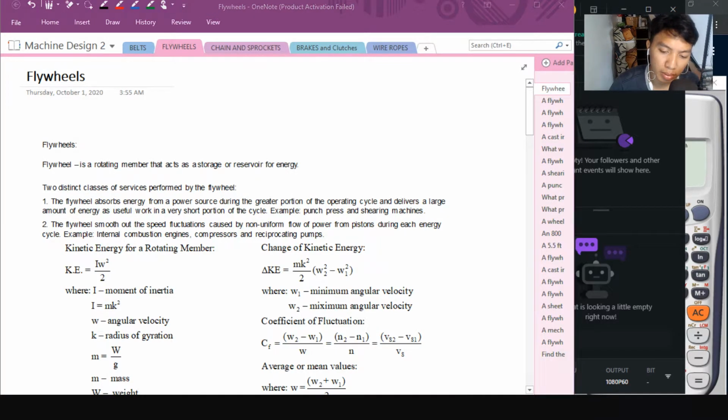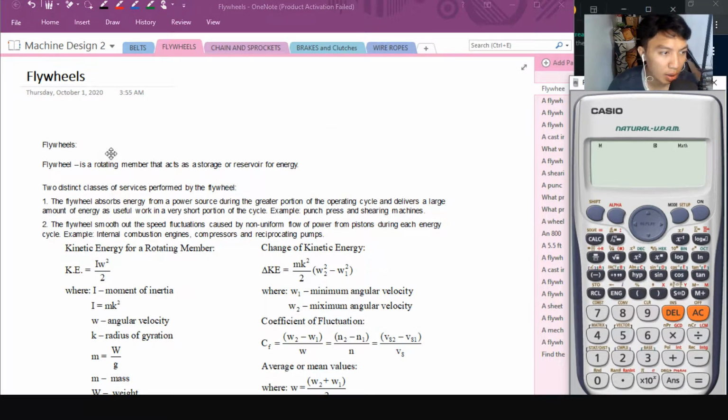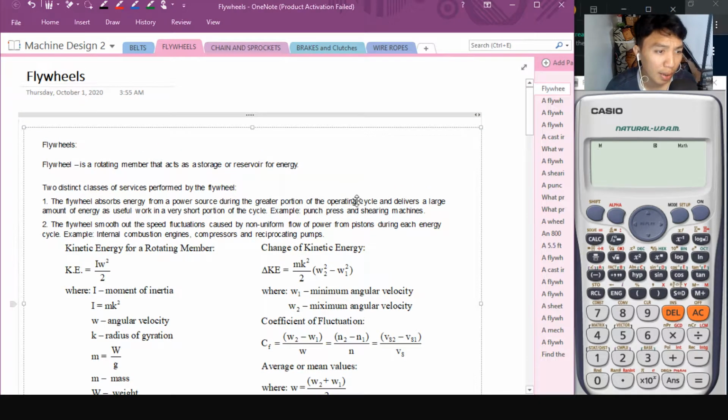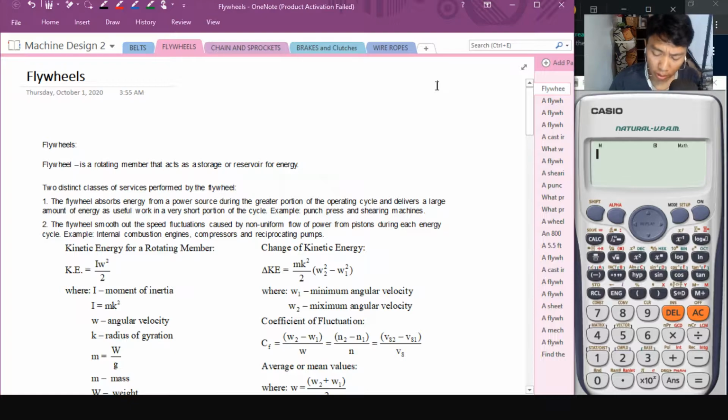Good afternoon. So another topic for machine design. We'll talk about flywheels. Okay, ano ba yung flywheels? So flywheels, it is a machine member that is used in order for you to store kinetic energy dun sa mga rotating bodies.